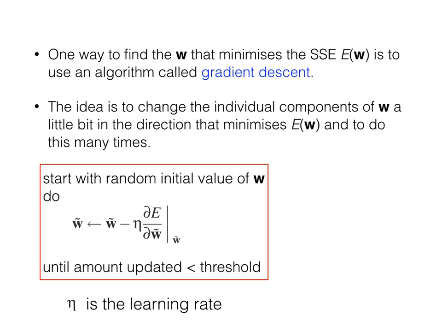So we have an algorithm that looks like this. It's quite a straightforward loop. So let's see what happens. We start with a random initial value of the weight vector. Then we're going to have a loop that just says we're going to change the weight vector by some amount. We'll talk about that bit in a minute. So we're going to change the weight vector by some amount until the amount that's updated is less than a threshold. So we're going to keep on doing it until we only move by a small amount.